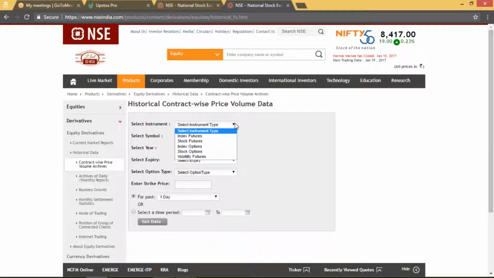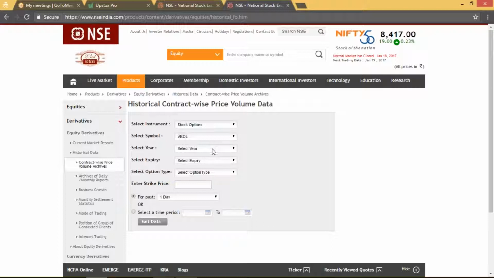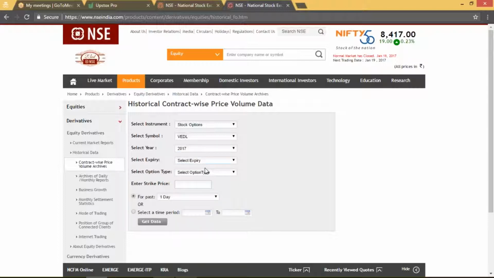Okay, what is the instrument type? Anita says put. Yeah, so put is correct, but not the instrument type. Instrument type is stock options. Thank you. Symbol would be VE. Thank you, Dakshay. Select year. So that was 2016 December. So we select 2016 expiry.